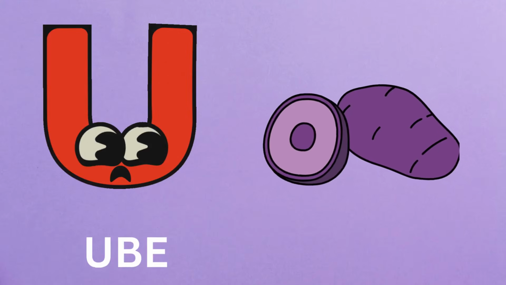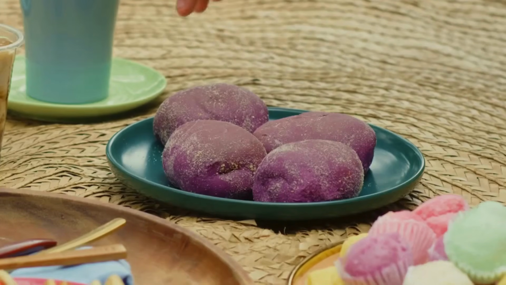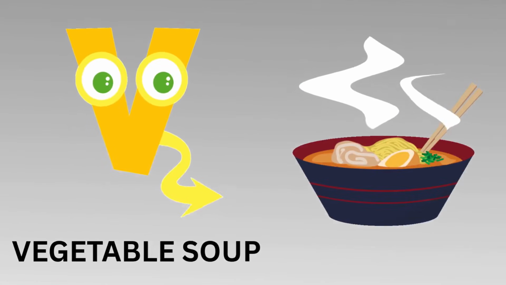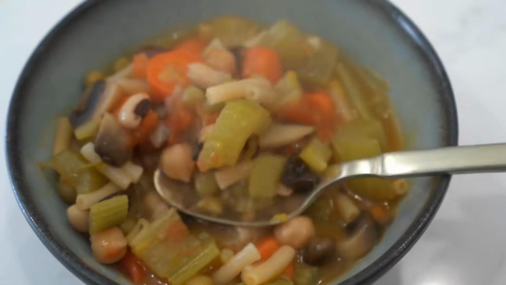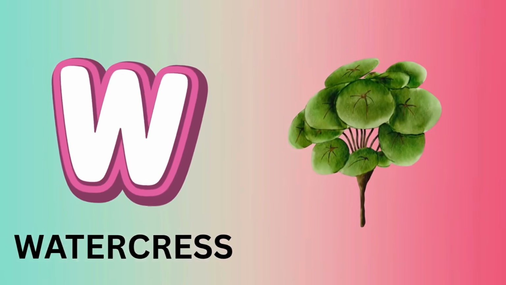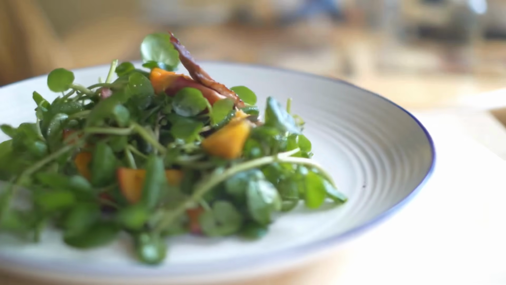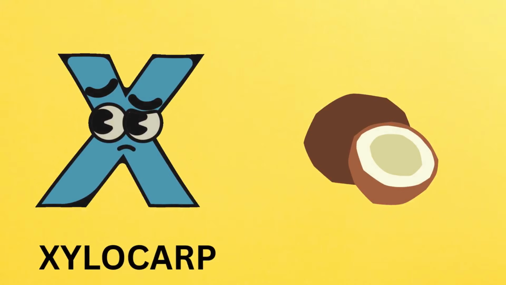U is for ube. U is for ube. V is for vegetable soup. Vegetable soup. V is for vegetable soup. W is for watercress. Watercress. W is for watercress. X is for xylocarp.